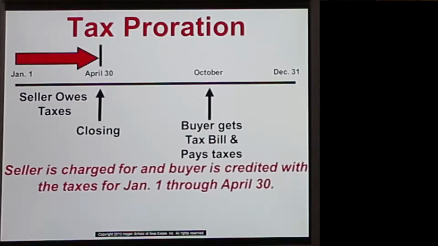And in this particular circumstance, the seller at closing would be charged for those 4 months, for January 1st through April 30th. And that would appear as a charge to the seller on the seller's closing statement, and it would also appear as a credit to the buyer on the buyer side of a closing statement. That way the buyer has been given that money, and when the tax bill comes, the buyer will have, in essence, that money in his or her pocket to pay the taxes that the seller actually owed.